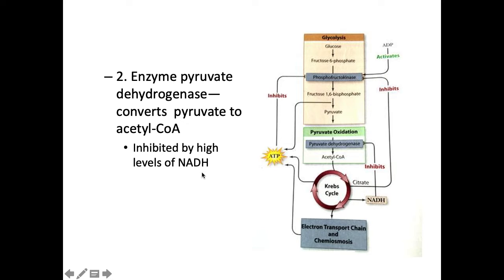It's inhibited by high levels of NADH, those electron carriers. So here's glycolysis to the pyruvate oxidation. This is the link reaction to the Krebs cycle. And so these are the two key points. Phosphofructokinase: ATP inhibits it, ADP activates it. The second one in these notes is pyruvate dehydrogenase. It is inhibited by NADH. So when you have abundant NADH, like made from the Krebs cycle, it will shut off this enzyme.